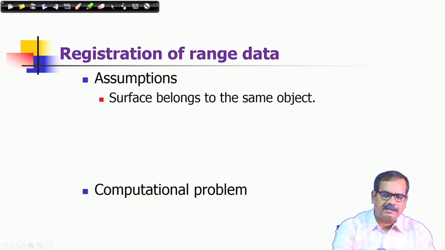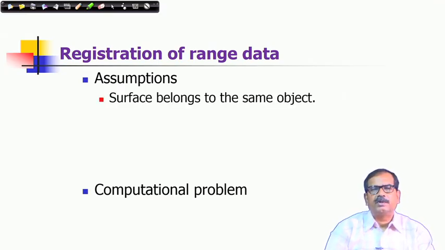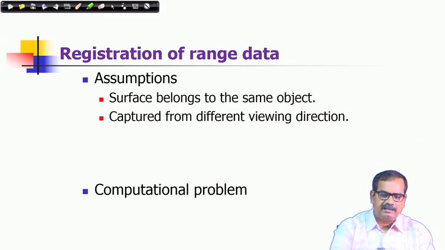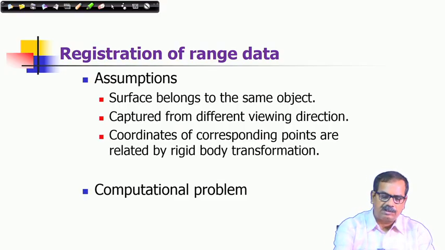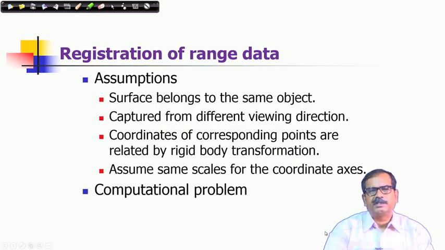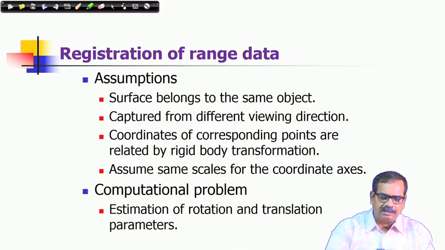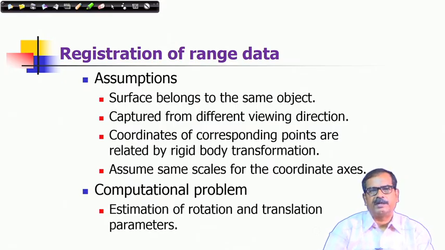So, the assumptions are, first, that the surface belongs to the same object, which means you are viewing the same scene points, captured from different viewing directions. Coordinates of corresponding points are related by a rigid body transformation, and we assume the same scales for the coordinate axes. All other things are similar; the only thing is that in the coordinate transformation we have translation and rotation of the corresponding coordinates. So, the computational problem is the estimation of those rotation and translation parameters.